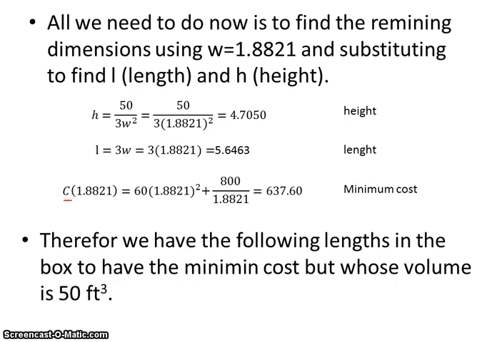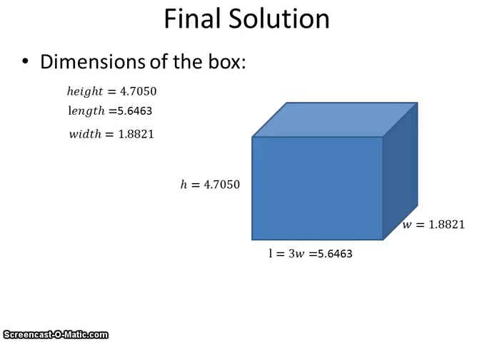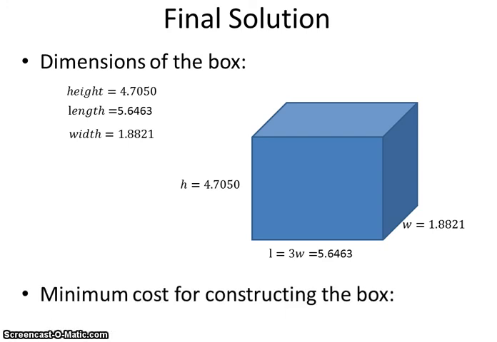Therefore, we have the following dimensions of the box to have the minimum cost, but whose volume is 50 feet cubed. These are the final solutions to our problem. The dimensions of the box have to be height, 4.70, length, 5.6463, and the width, 1.8821. This will give me a minimum cost for constructing the box of $637.60. And this is how we come to the end of this application problem of optimization.